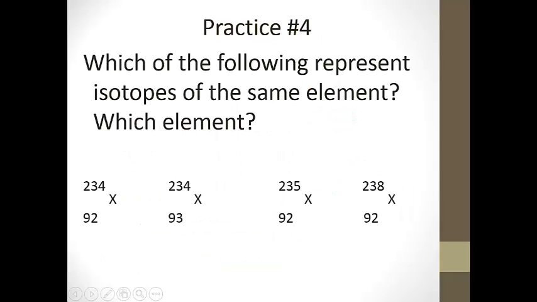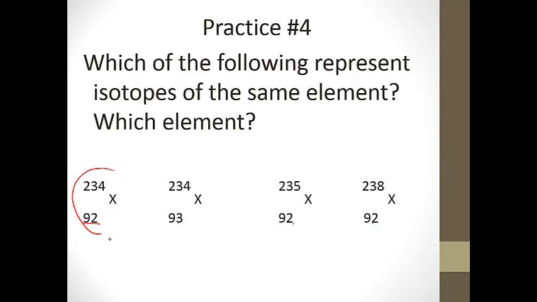Alright, now this next practice problem, you need to look at these 4 different isotopes, 4 different possible symbols, and some of these are referring to the same element. So keep in mind from our notes we said that elements are unique because of their atomic number or their number of protons. So if they have the same atomic number, then they are the same element. And the atomic number is the bottom number listed. So we have a 92, a 93, a 92, and a 92.